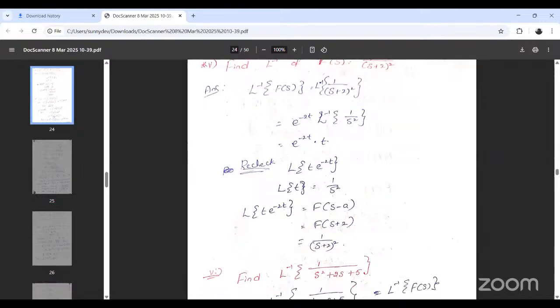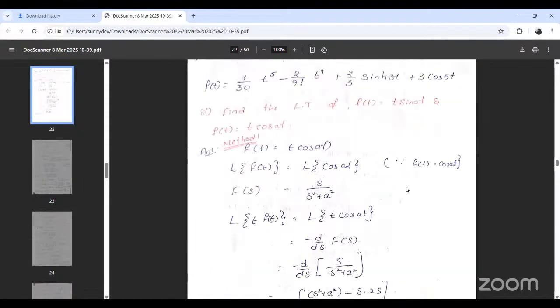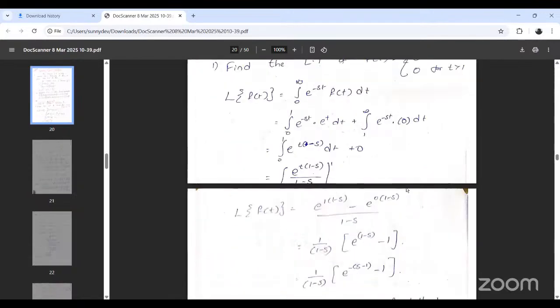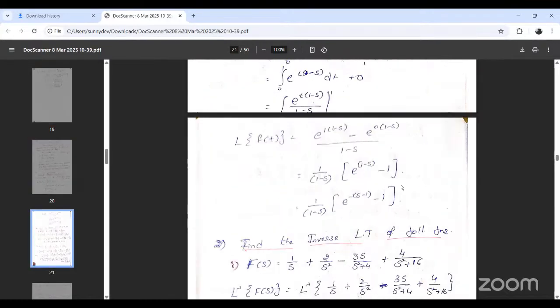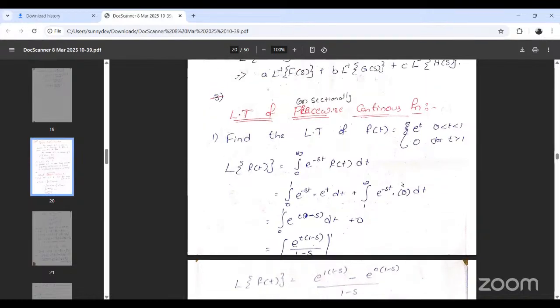I will close the PDF. In the last class we discussed the inverse Laplace transformation and some formulas. Now let's see the Laplace transformation of a piecewise continuous function. These problems are very important for the examination. And this is also an example problem in your textbook.